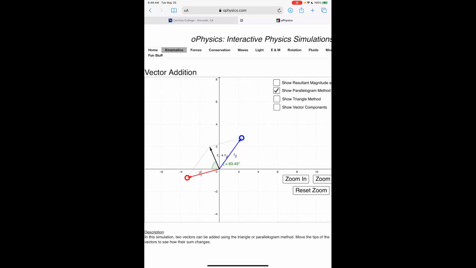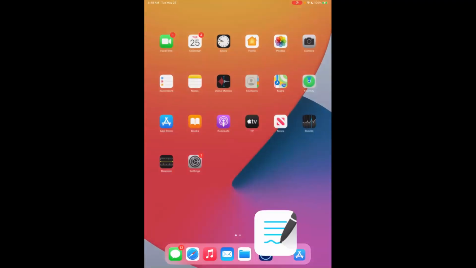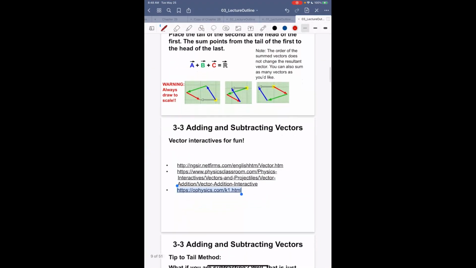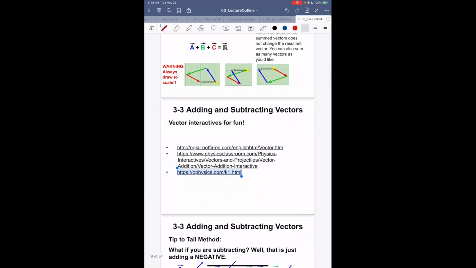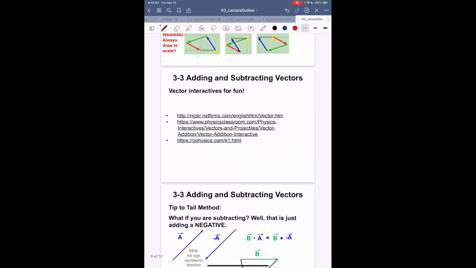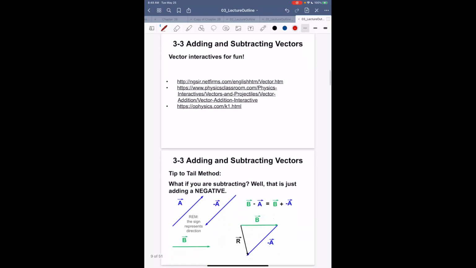Okay, then you can show resultant magnitude. You can show the triangle method, which is where I have these 2 vectors. I can also make the component thing. There are many things that we can work with in these interactives. Okay, I will leave this more to the lab. We have many of these listed here. If you are interested, you can just copy and paste, and you will be able to learn more about vectors.